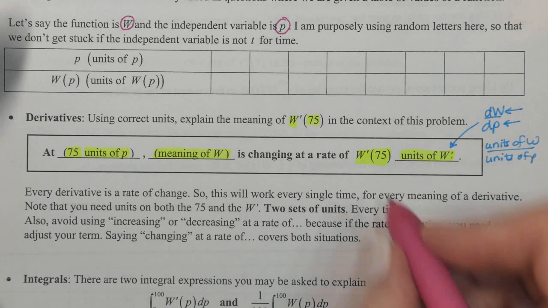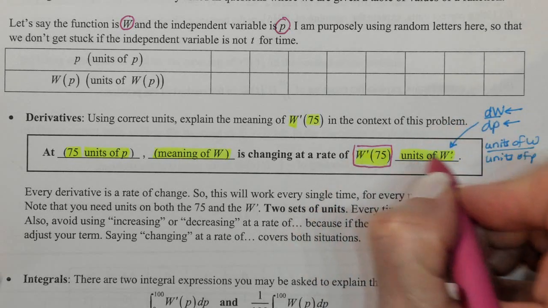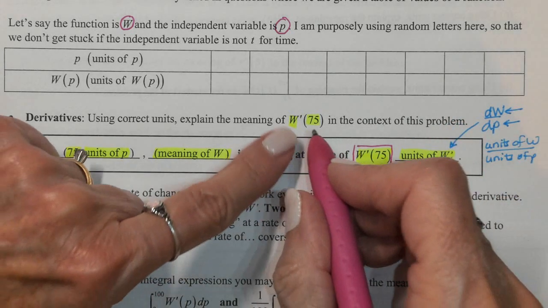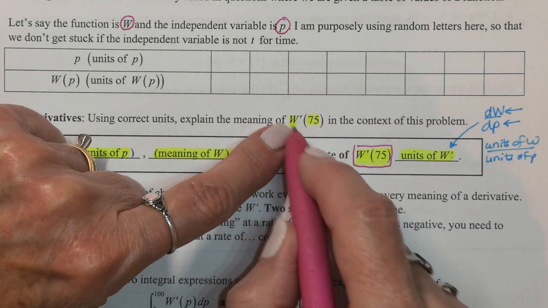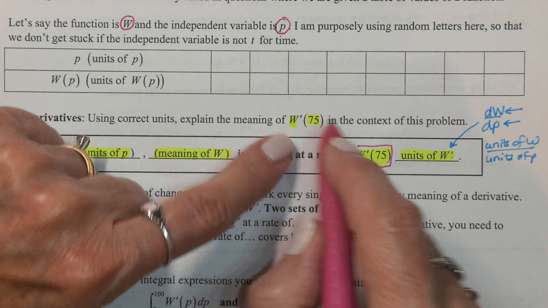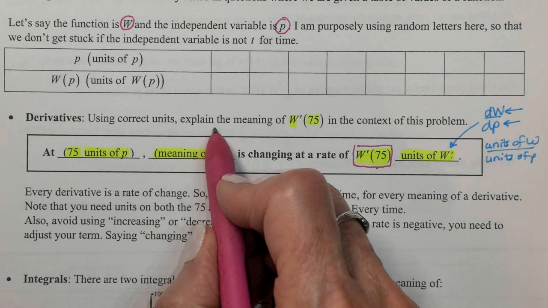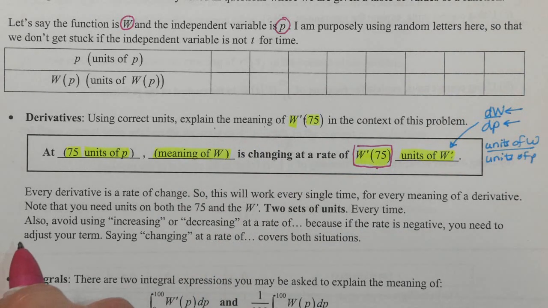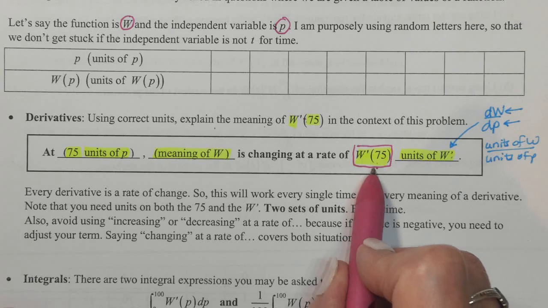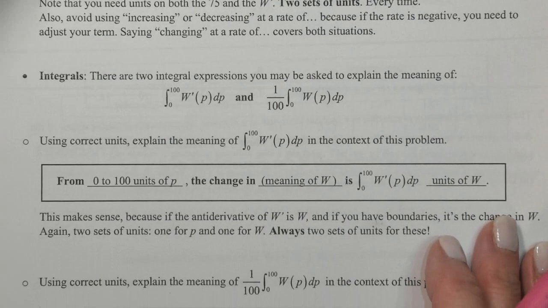One more thing before we leave this. Oftentimes in these problems, you've just now approximated this derivative using the values in the table. Do not use your approximation there. They are asking you to explain the meaning of W prime, not your approximation. So use W prime here, not your approximation.